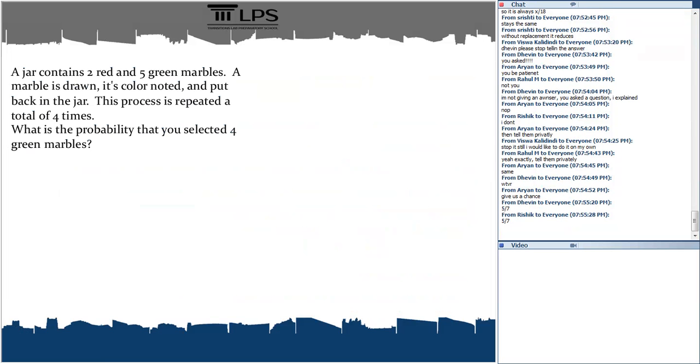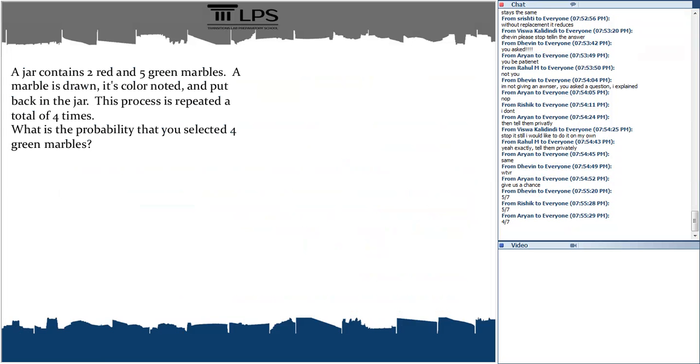Diven, read the question carefully. Rishik, Aryan, read the question carefully.